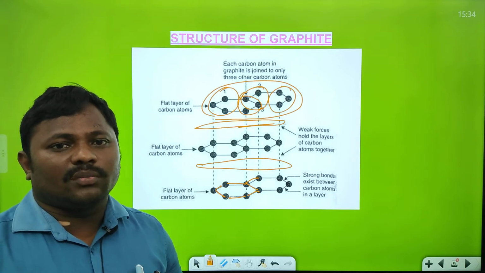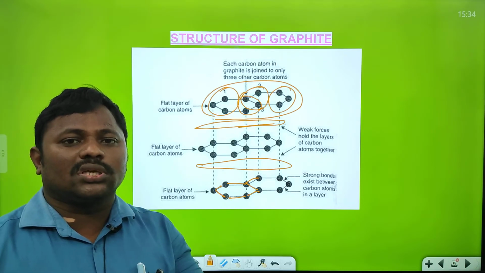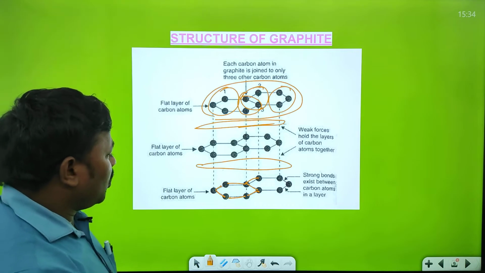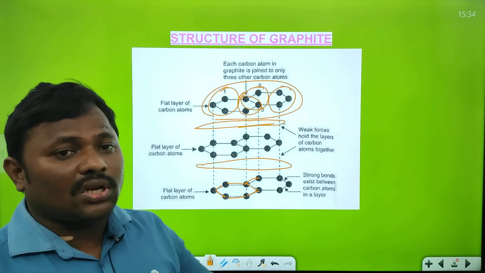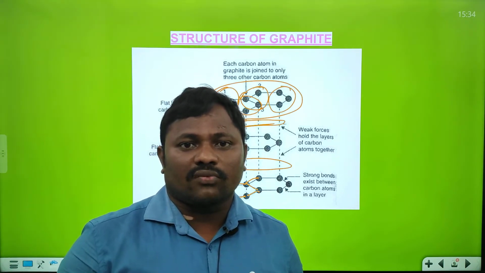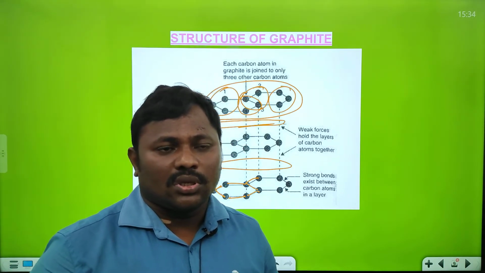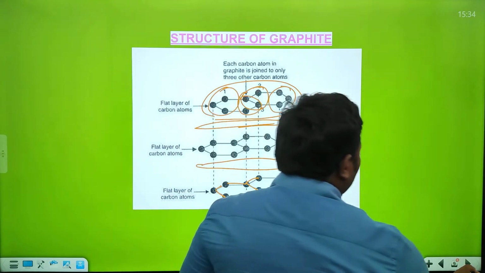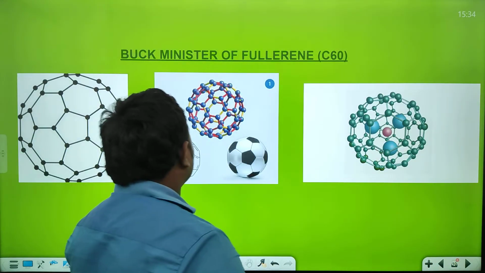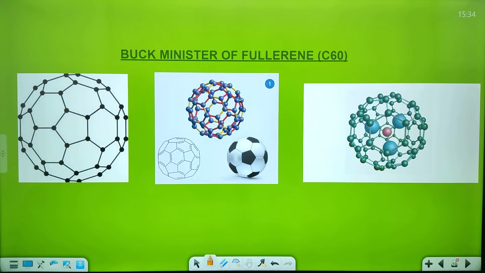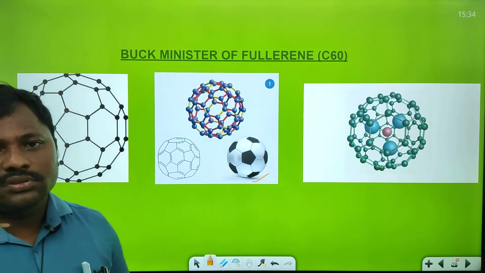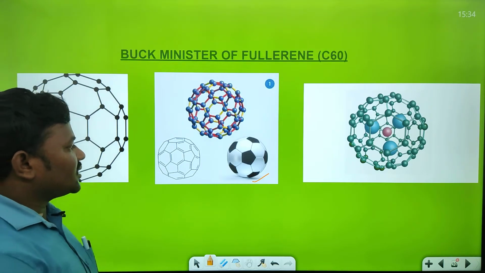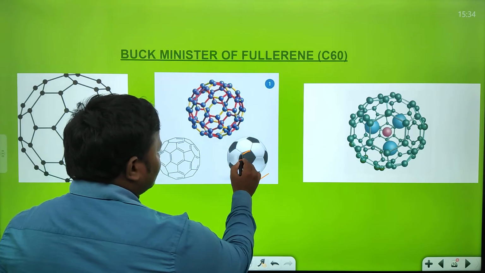Graphite is a very useful material in our daily life. We use it in many situations. By folding of graphite, it forms Buckminster fullerene and nanotube. That nanotube and Buckminster fullerene, we see the Buckminster fullerene. It is in the shape of a soccer ball, that is the football. Is it right? So it is also a hexagonal structure.